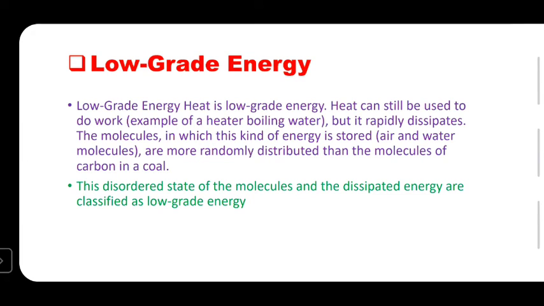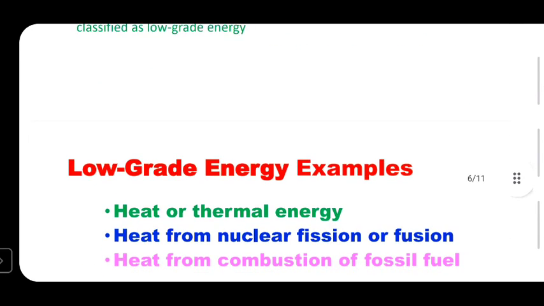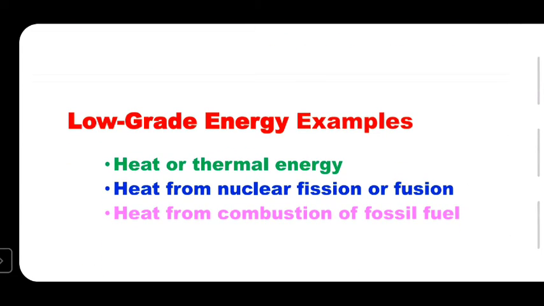Thermal energy is an example of low grade energy. Other examples of low grade energy are heat from nuclear fission or fusion reactions. Already we have discussed there are two chain reactions, fission or fusion. In case of thermal energy, there is a combustion process, a burning of fuel. This heat is utilized in a boiler or maybe other applications. Also, heat from the combustion of fossil fuels such as coal or other fuel. These are examples of low grade energy.